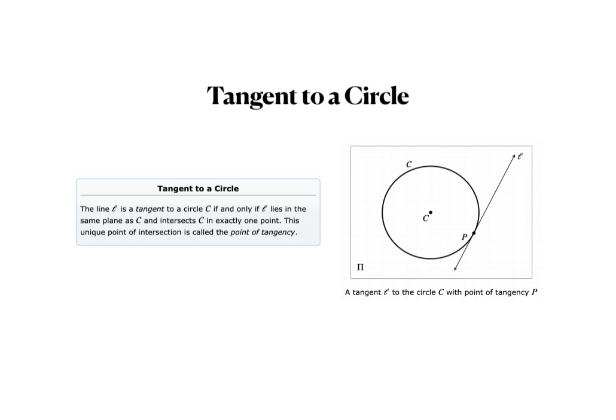So here's the formal definition of tangent to a circle. The line L is a tangent to a circle C if and only if L lies in the same plane as C and intersects C in exactly 1 point. This unique point of intersection is called the point of tangency. So here, this is my point of tangency.